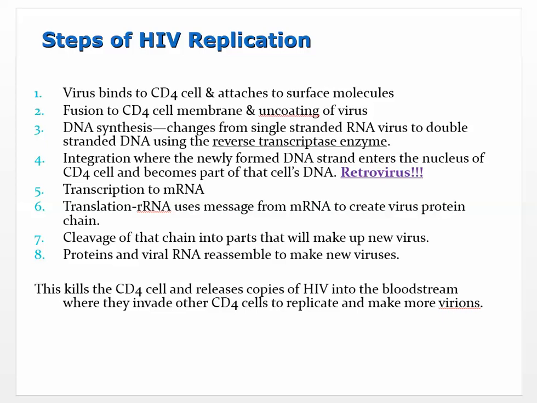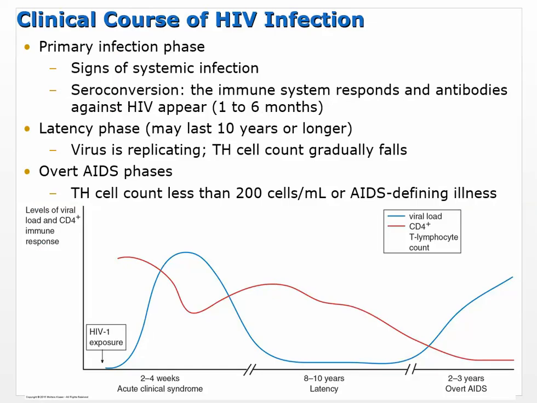So these are the steps right here. So it binds to the CD4. So you can kind of go through these. I don't want to go through it again, but that's everything that I just mentioned. So ultimately, what happens is it kills the CD4 cell. The production of more and more of these viruses and the parts of these viruses can actually lyse or kill the CD4 cell.